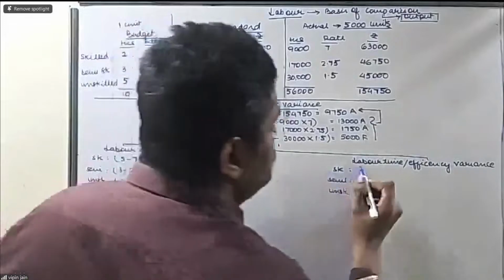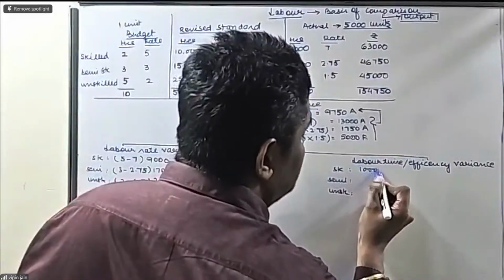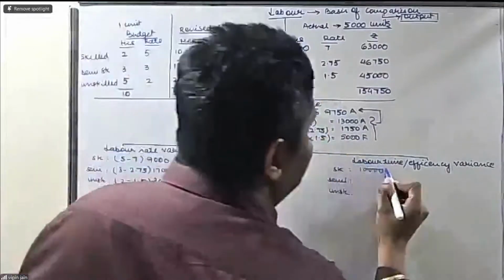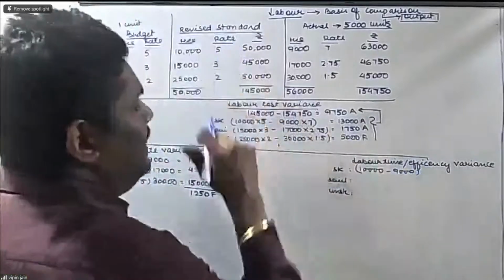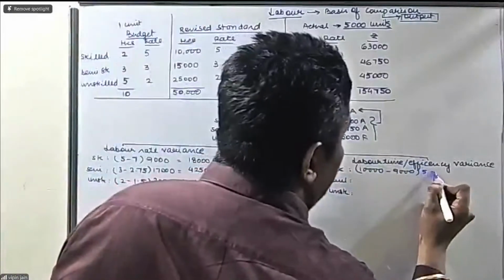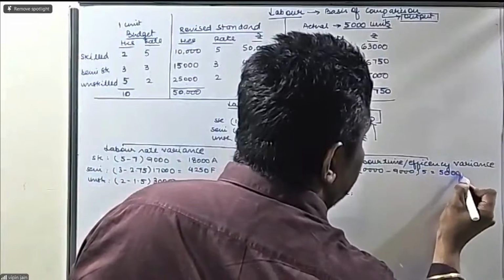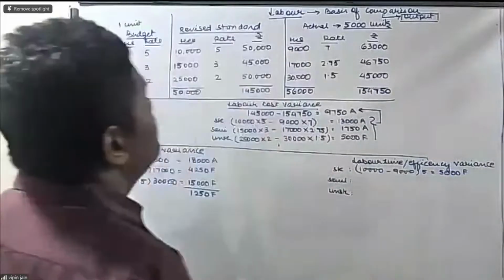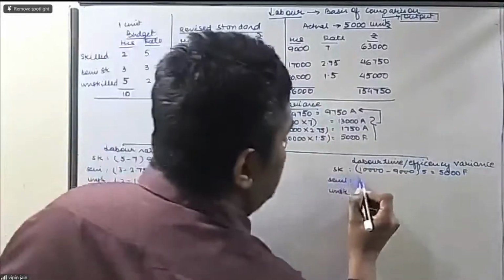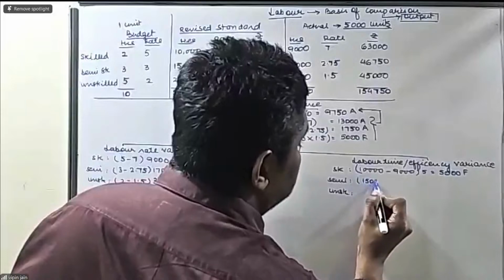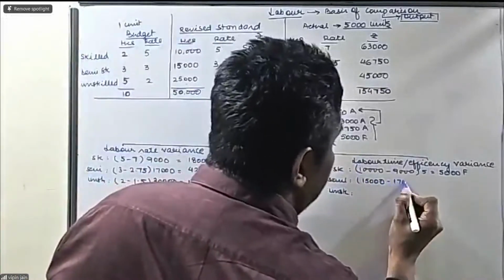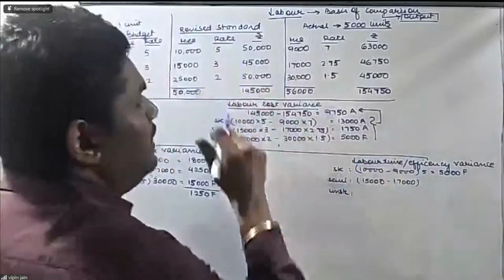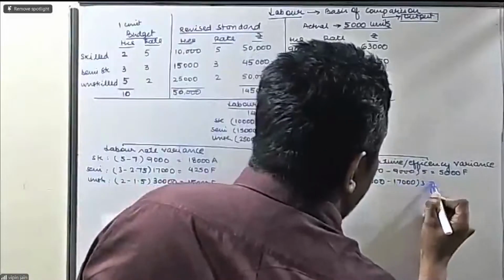How much we were supposed to spend in case of skilled, 10,000 hours. The hours we actually spent, 9,000 hours into the rate that is 5. So this will be 5,000 favorable. Similarly here, how much hours? 15,000 hours. How much hours? Actually we worked 17,000 hours into the rate that is 3.